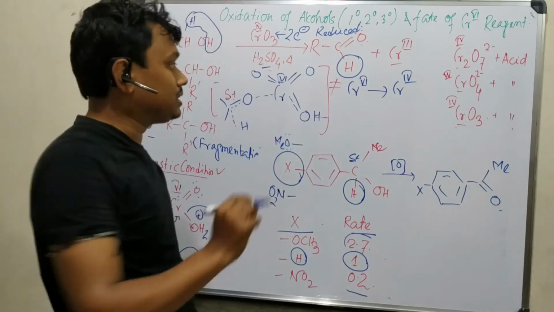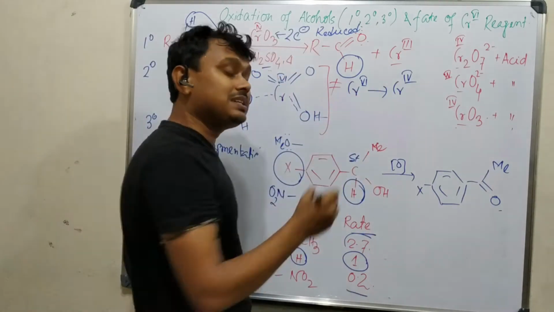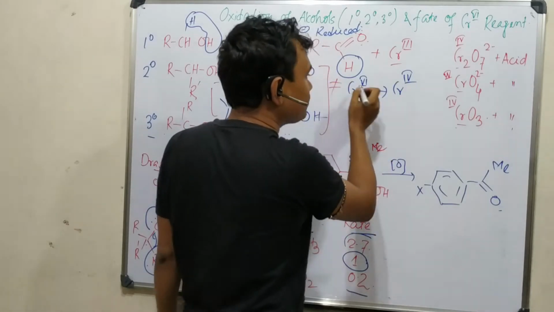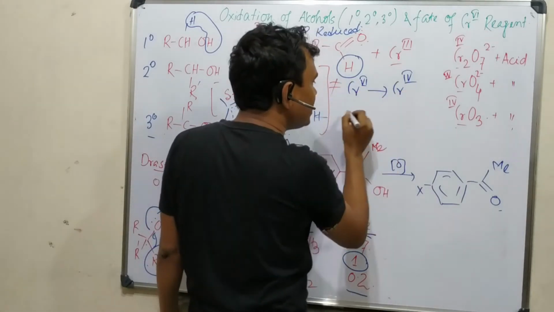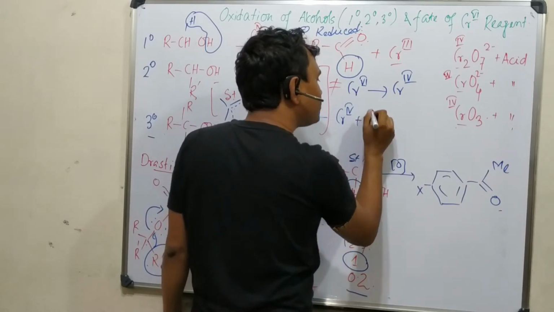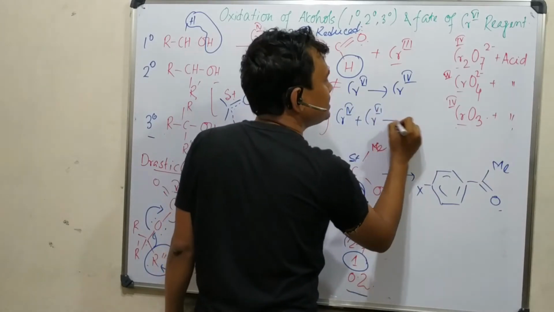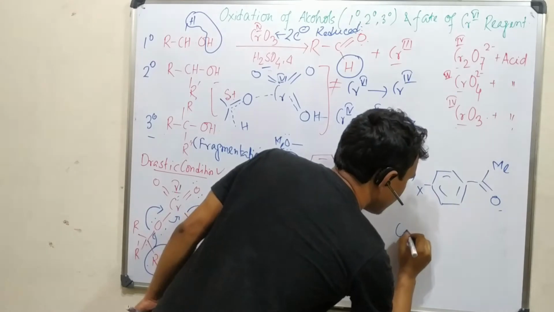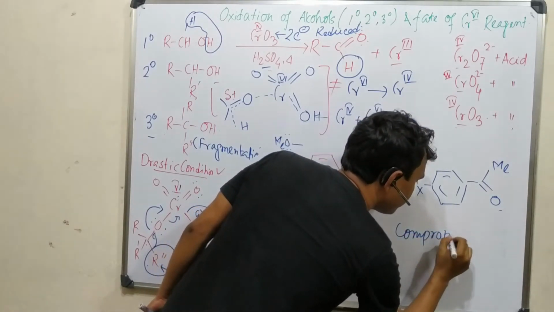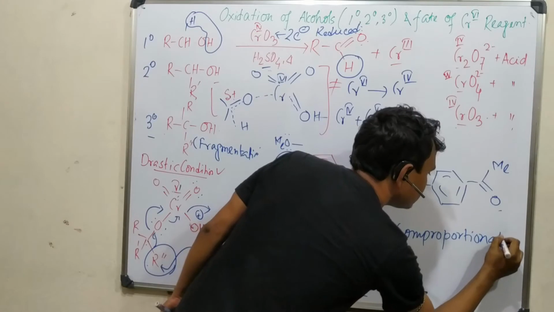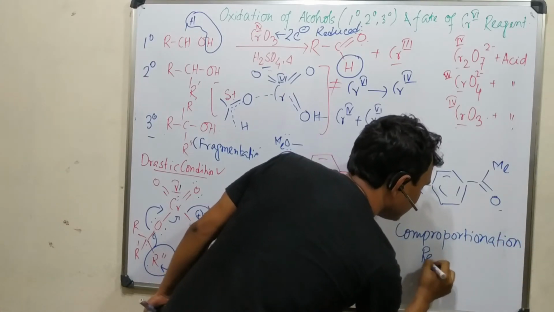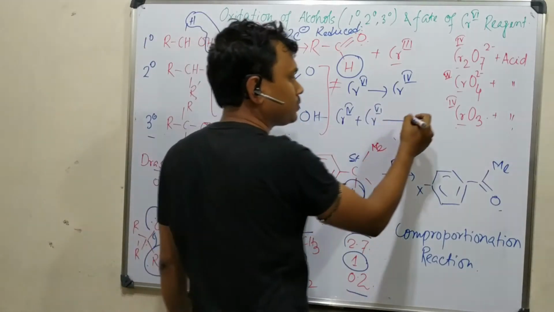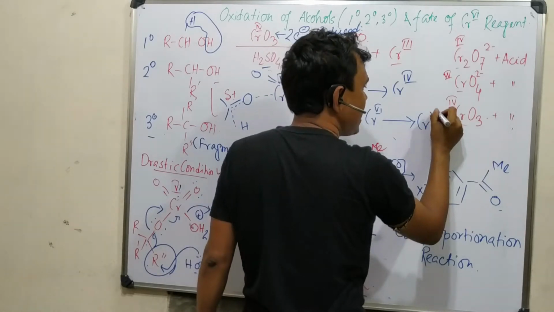So how is this reaction happening? First chromium 6 is reduced to chromium 4. After that, chromium 4 plus chromium 6 both react. Chromium 4 plus chromium 6 react. This is called a comproportionation reaction. Let me write this part here. Comproportionation reaction means different oxidation states react and produce a single oxidation state, and this is chromium 5.